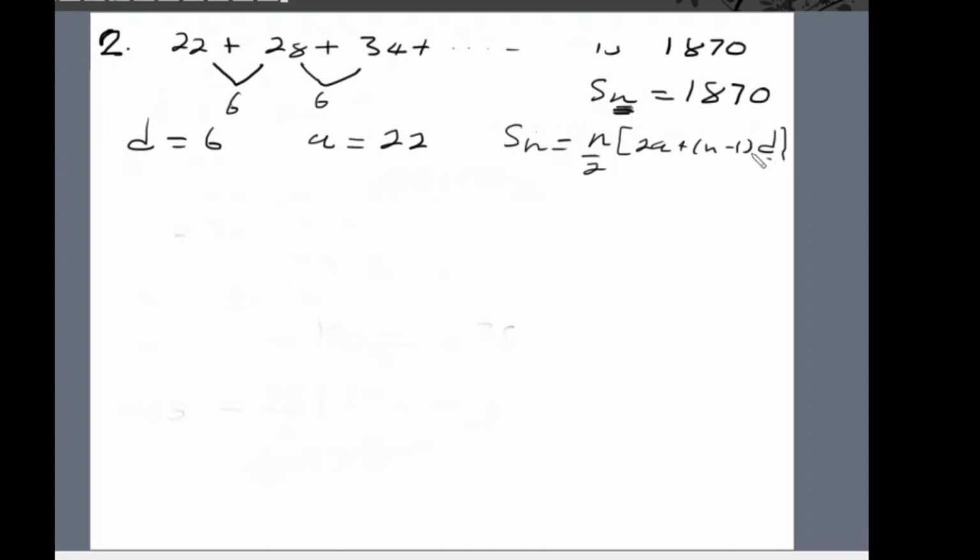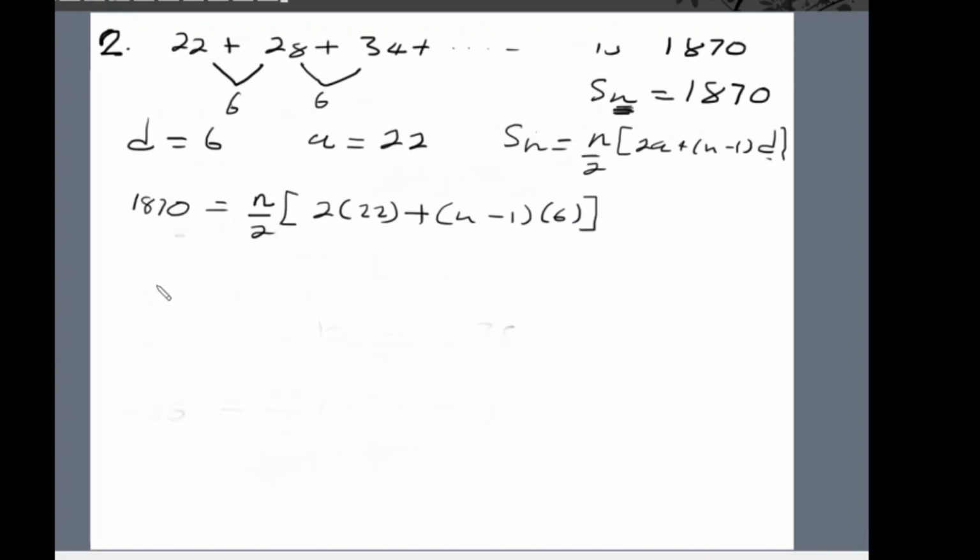Because we have an arithmetic series, we can use this formula. Okay, so here we substitute Sn, which is 1870, and then we substitute the value a, which is 22, and then plus n minus 1, and then the value d, which is 6.